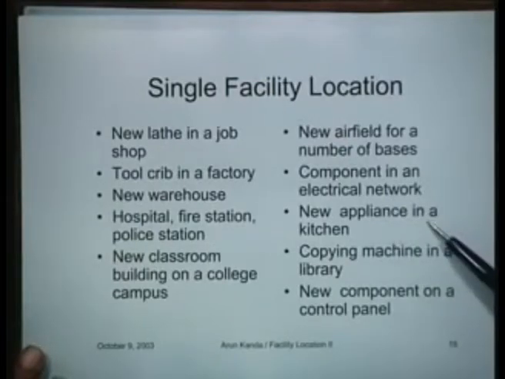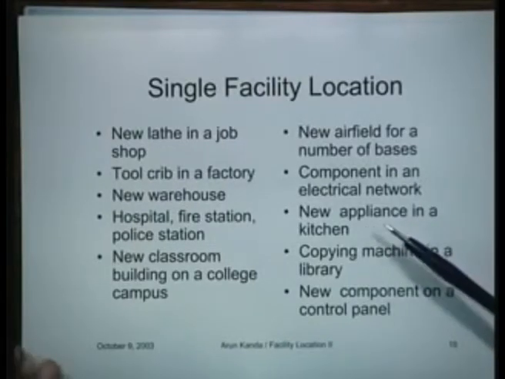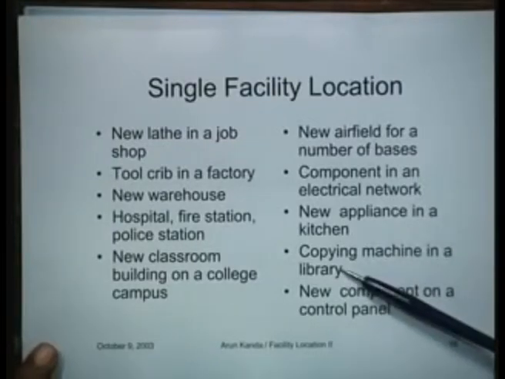You want to talk about the installation of a new appliance in a kitchen. This is again a single facility location problem. You want to find out where a copying machine should be placed in the library, assuming that in a library different readers come from different locations, then you might have statistical data that on the average 20% of the users are from the first floor and 30% from this floor and so on. So you can determine where the optimum location for the copying machine should be.